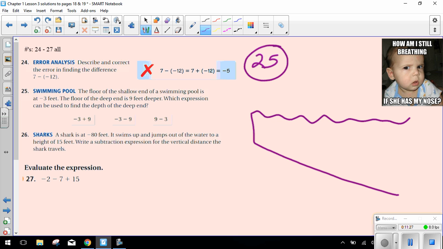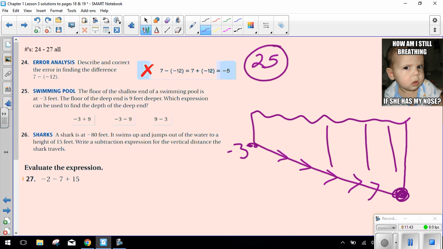Okay, this is the top of the pool. So over here, this is negative 3 feet. And as we continue to move down this pool, the depth gets deeper and deeper. So what they're saying is this part here is 9 feet deeper than this part over here. So what we're going to do is take negative 3 and take 9 feet away, or add negative 9 to it. So the expression that will work is this one right here. This is actually at negative 12 feet underwater because you're going down an extra 9 feet.